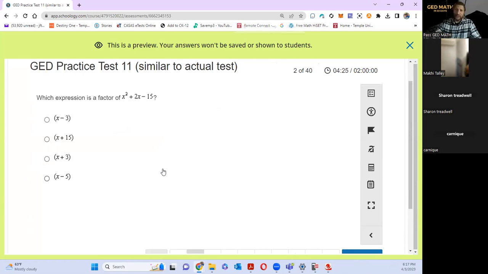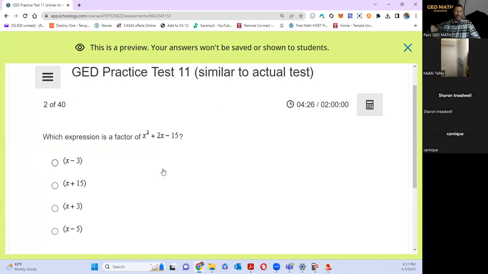Let's all look at this one. Now, T, you had asked something about something like this. It says, which expression is a factor of x squared plus 2x minus 15? Listen to what this question is asking. Who knows even how to start that problem? That's minus 15, negative 15. First of all, let's identify what we know.